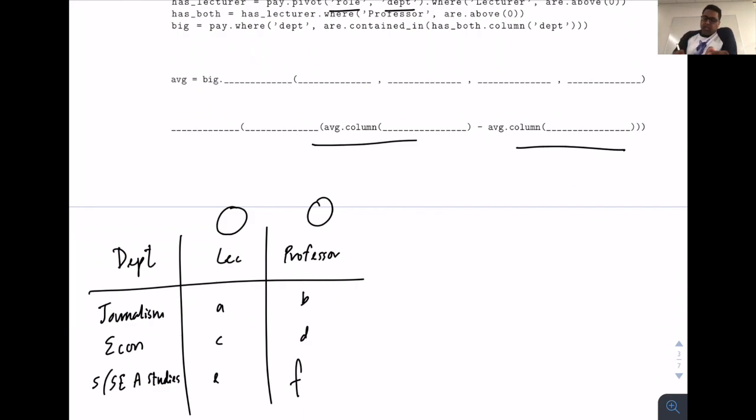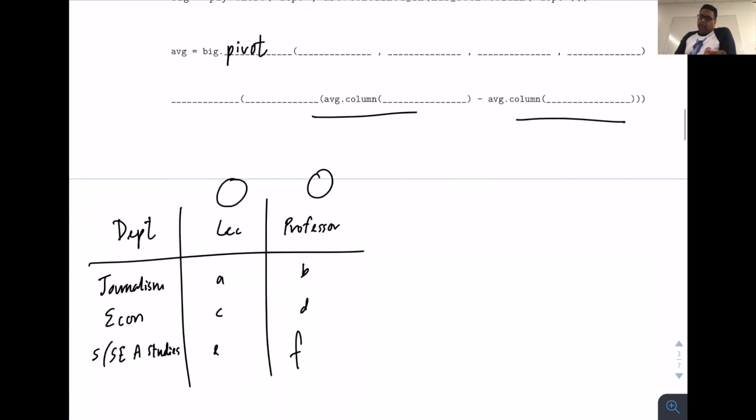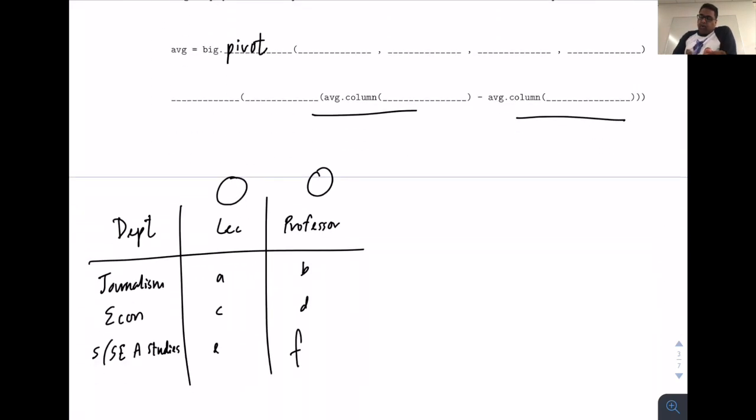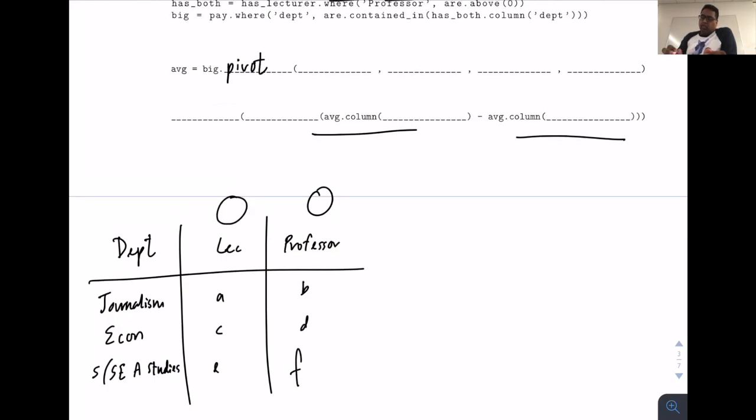So, from what I already said, we're going to try and use pivot. As we used up here, our first argument into pivot is what will generate the column names. And these, as you can see, are roles. Lecturer and professor are roles, so this should be role. And then the second parameter to pivot is what will generate all of the row names. So this will be department.